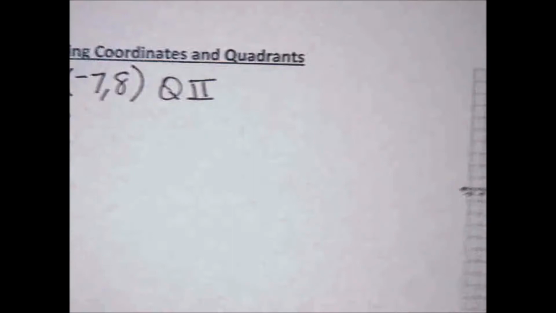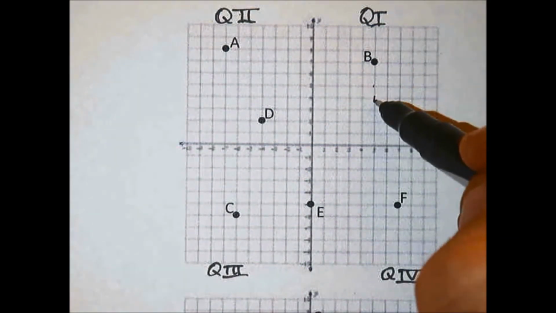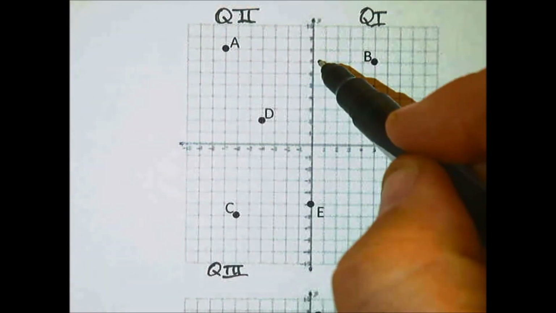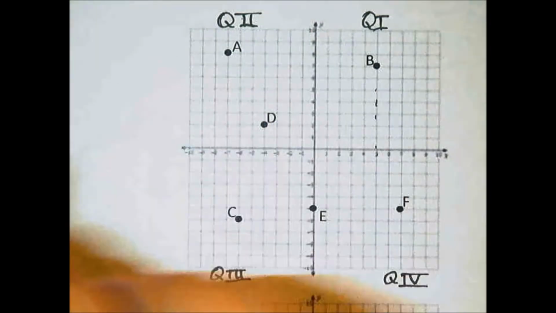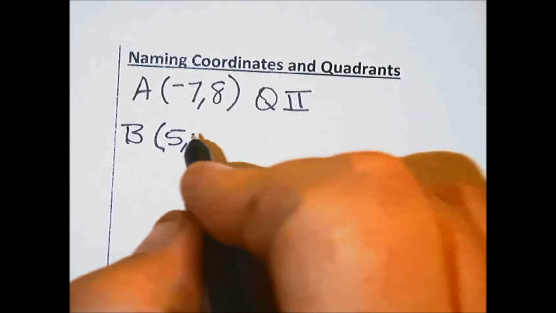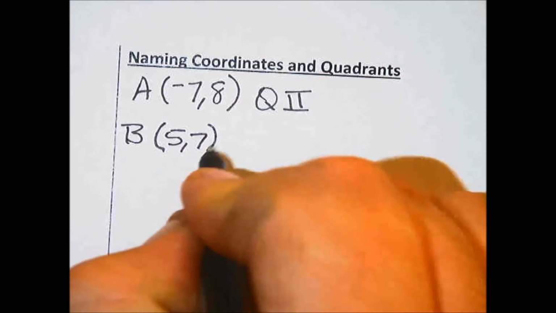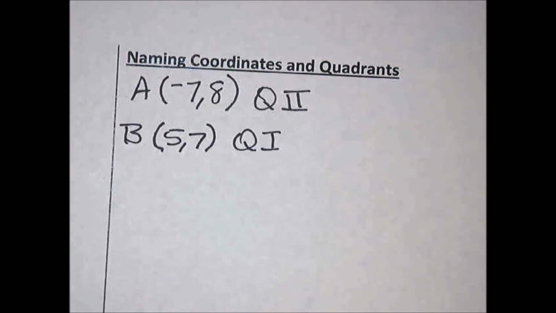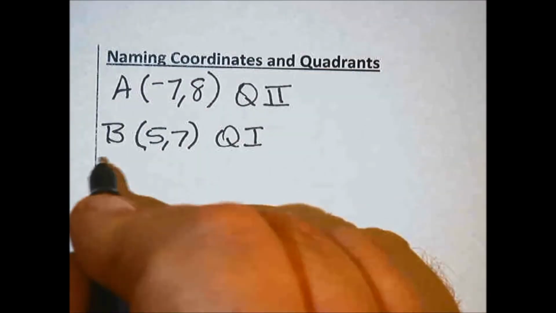B. And B is over here. It looks like, well, first of all, it's in quadrant 1. But I kind of just draw a line down here to figure out what this is. That's a 5. And that looks like a 7 there. So it's at 5, 7. Over here. 5, 7. And that's in Q1. Because they're both positive, it's in Q1.